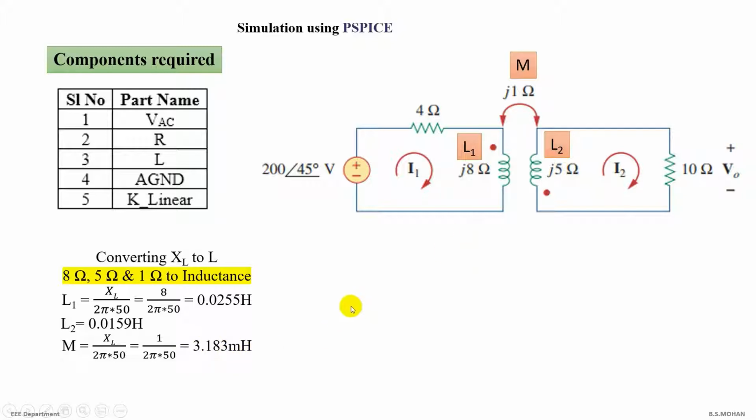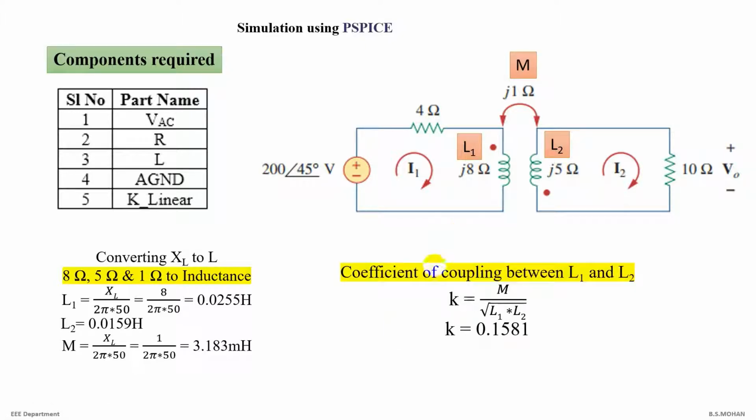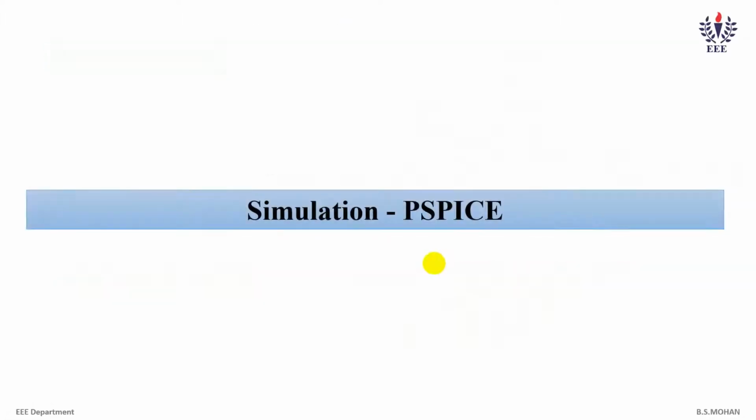And also we have to find the coefficient of coupling, that is K, which is equal to M by root of L1 into L2. On substituting the values for M, L1 and L2, we get the value of K as 0.1581. And now let us start the simulation in the PSpice software.